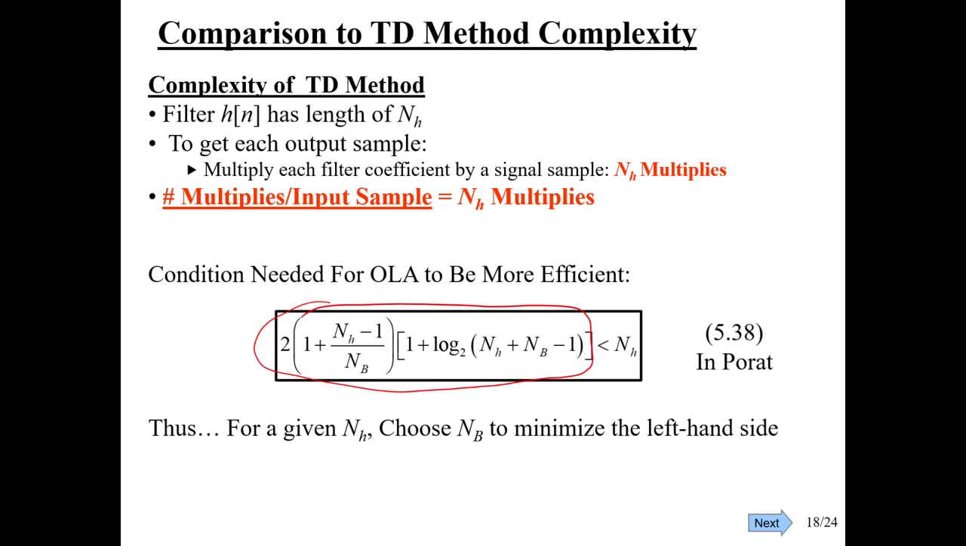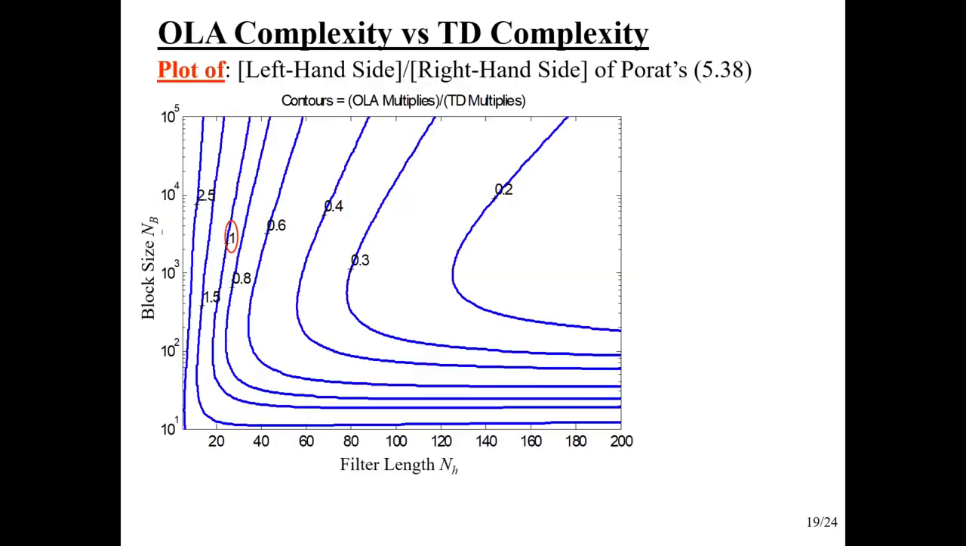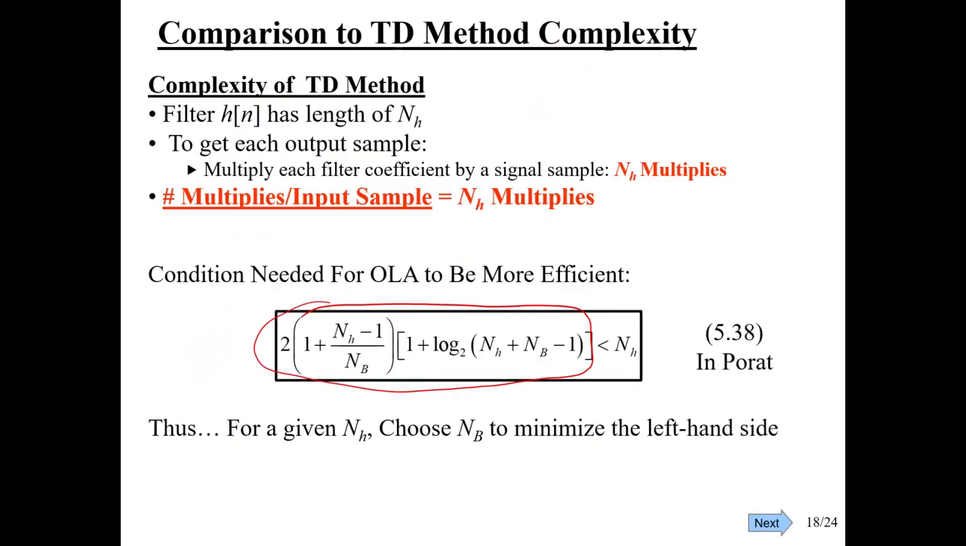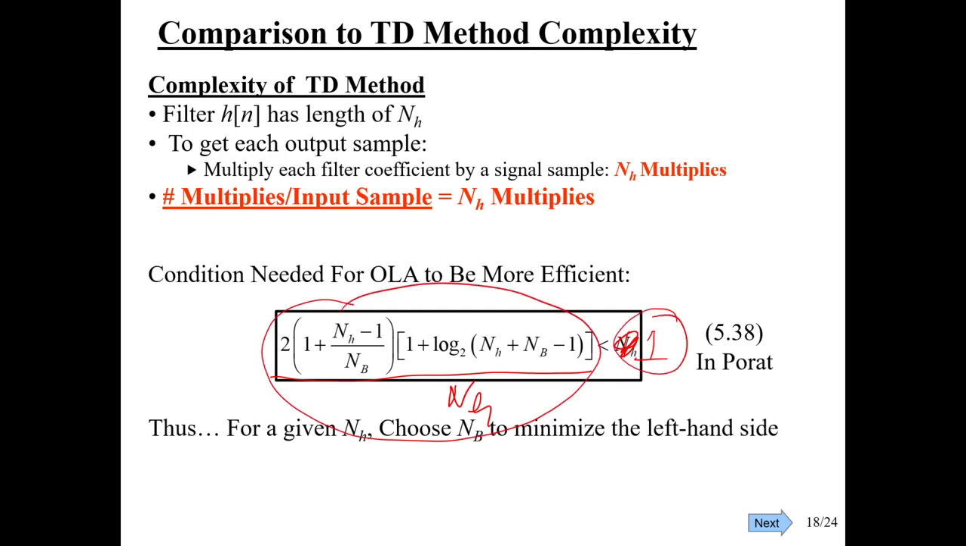So how are we going to assess that? Well, it's nice to look at that graphically. So here's what I've done. I am looking at the left-hand side of that equation divided by the right-hand side of that equation. So let's go back and look at that. Let's say we divide both sides by NH. Well, over here, that's going to make this be equal to 1. So things are going to be more efficient for OLA when this ratio is less than 1. So let's just plot this ratio, but it depends on 2 things, NH and NB.